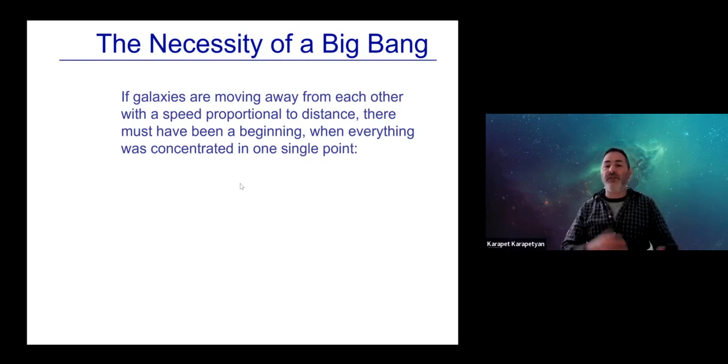So whichever makes more logical sense, whichever provides a better prediction of future events, that model can prevail. Same thing right now with the Big Bang, right? If galaxies are moving away from each other with a speed proportional to the distance, there must have been a beginning when everything was concentrated in a single point.